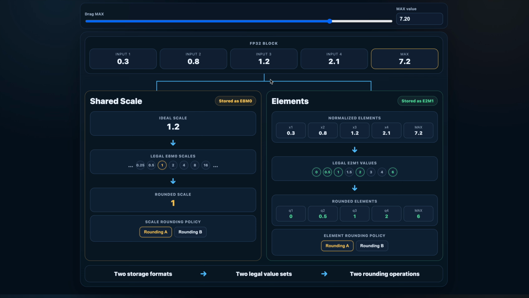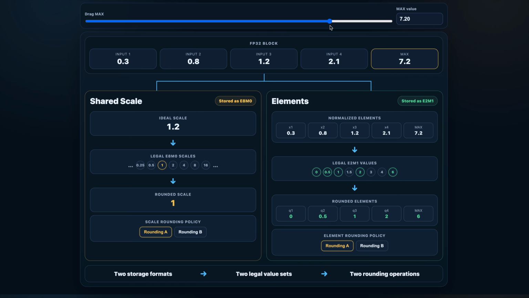So here in this example, I have a hypothetical block format where I picked only 5 values: 0.3, 0.8, 1.2, 2.1, and 7.2. My target block floating point format is MX-EP4, which comes from the MX1 spec. In MX-EP4, I have two things. I have a scale factor, which is represented in E8M0. I have an element format, which is represented in E2M1.